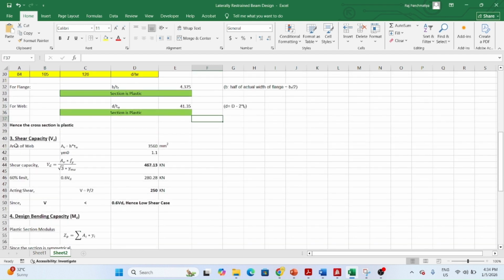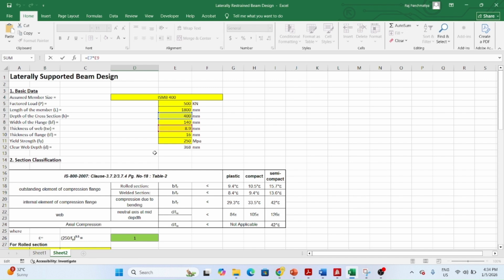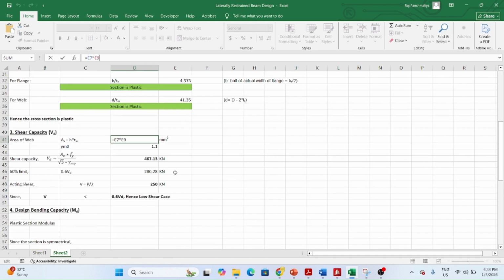Now let's calculate the shear capacity. Why? Because first of all we need to compare the shear force that is acting on that beam and the shear capacity. Then we can categorize it as low shear or high shear. So let's calculate the shear capacity. What is the area of web? Area of web is H into TW. What is H? H is nothing but the height of the web, multiplied by the thickness of web, which is 8.9 times 400. So this will be 3560 mm square.